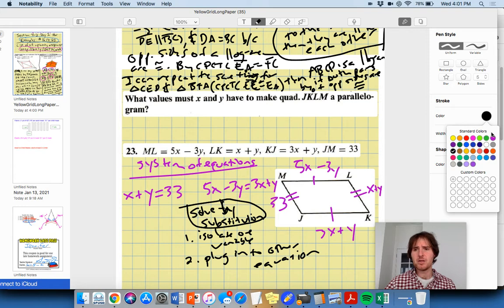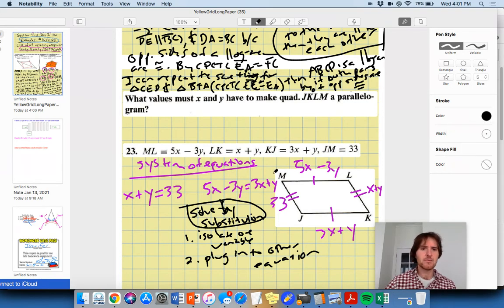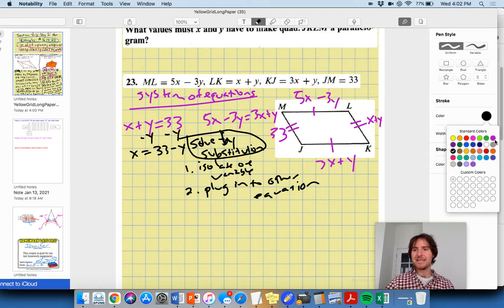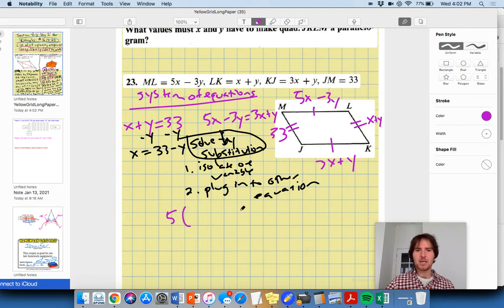So what I'm going to do is isolate a variable. Might as well isolate x right here. To isolate x, I'm going to take away y from both sides, and then I have x is equivalent to 33 minus y. If x plus y brought me to 33, then 33 minus y must equal x. Take away y from both sides, and 33 minus y represents x. So now I'm going to take this equation up here and plug in 33 minus y wherever I see x. Oh, we've got a y right here. I'm still writing y. Oh, we have an x up here.